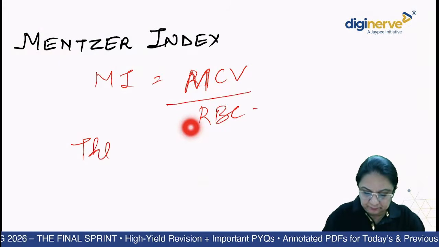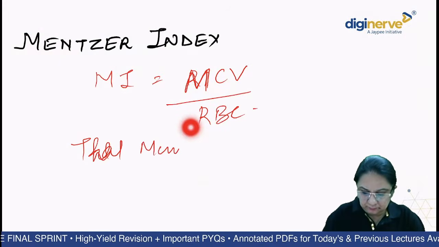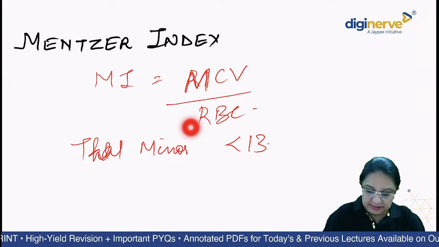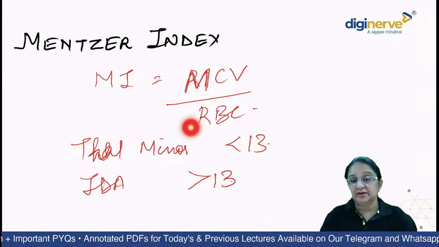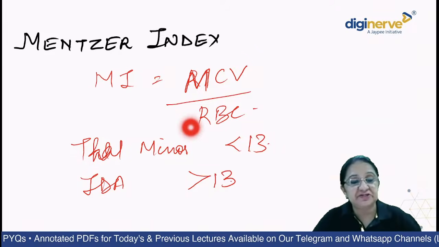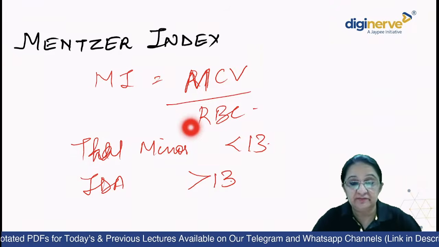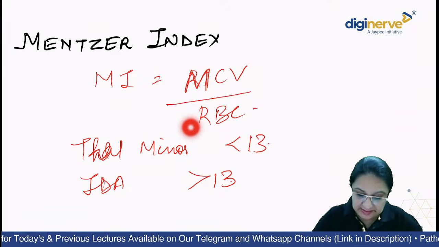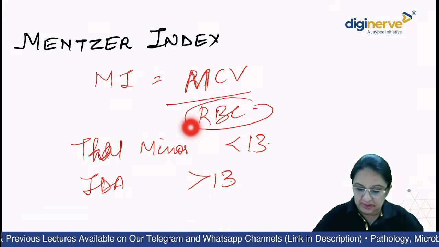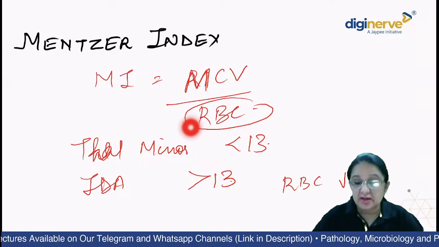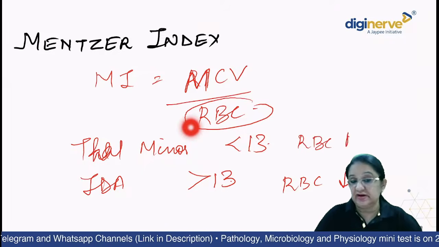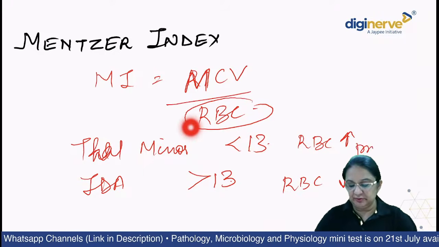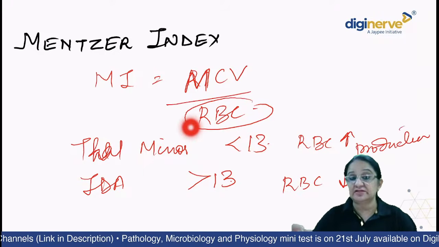In thal minor, this value is less than 13. In iron deficiency anemia, this value is more than 13. Why is the iron deficiency anemia value more than 13? Because there the denominator, RBC production, is relatively less than in thalassemia minor. I'm talking about the production, I'm not talking about the levels here.